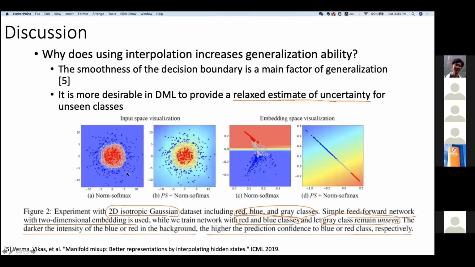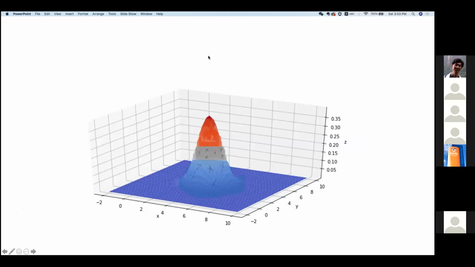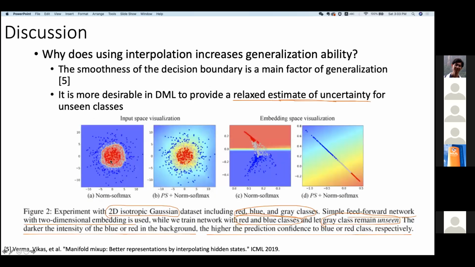From what I understand, maybe I first explain this. When they train a network, they only train on red and blue cards. So the gray cards are considered unseen, right? And the gray cards are distributed here in a circle. The red cards are at the center and the blue cards cover the rest of the area. So just viewing this ground truth data from the top, it will be like this.